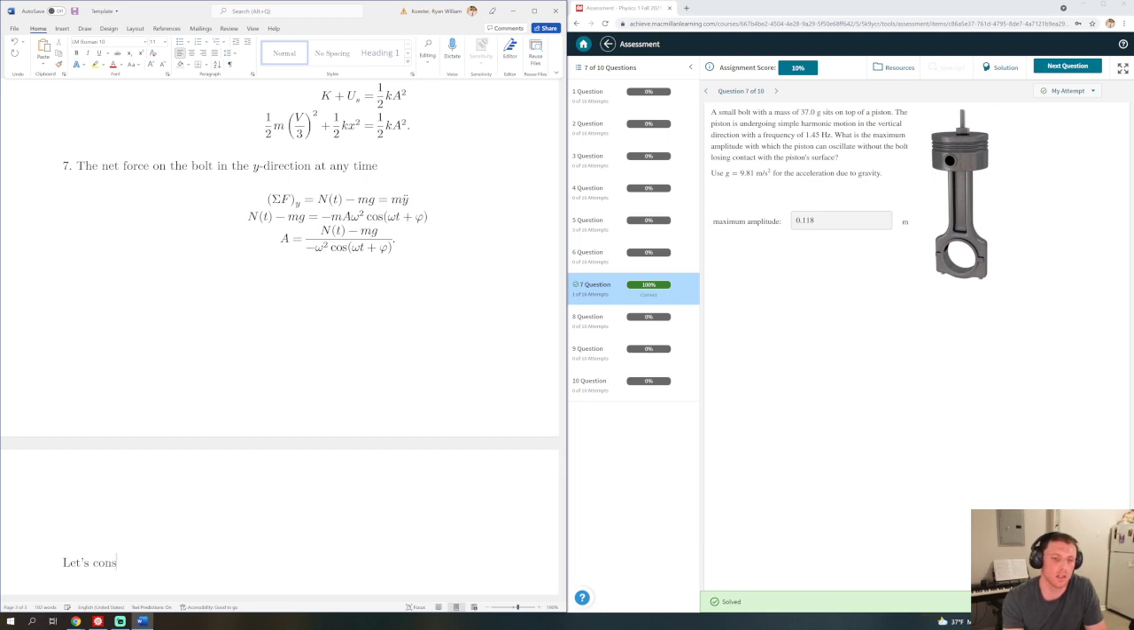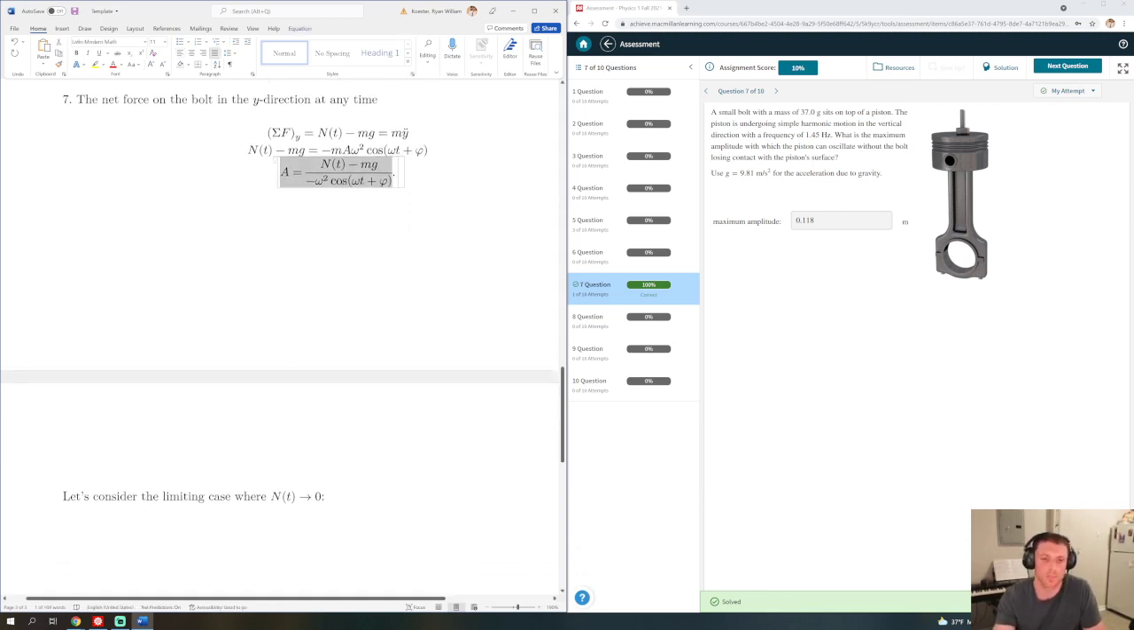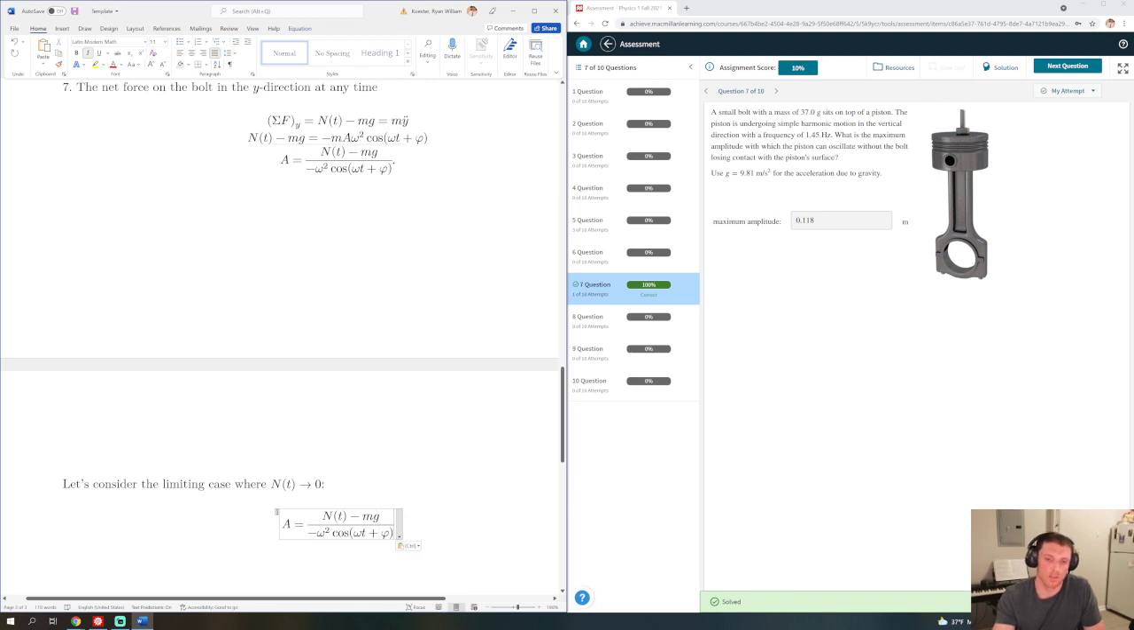Now, let's consider the limiting case where the normal force goes to 0, because that is going to be when the bolt flies off, right? Because if it's not in contact with the piston, then there's obviously no normal force. And so what we find is, I'm just going to copy and paste this because all I have to do is get rid of the normal force, is this. Right, we just pretend that's not there.